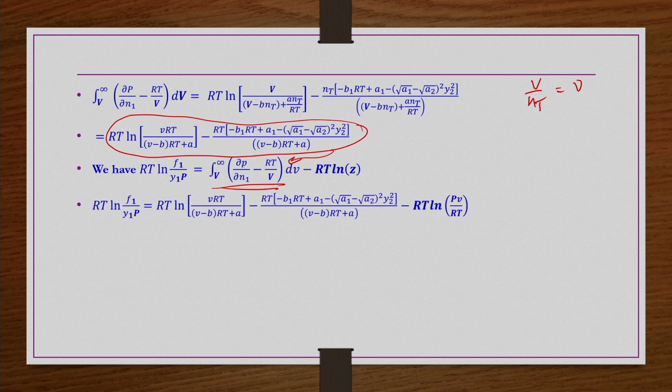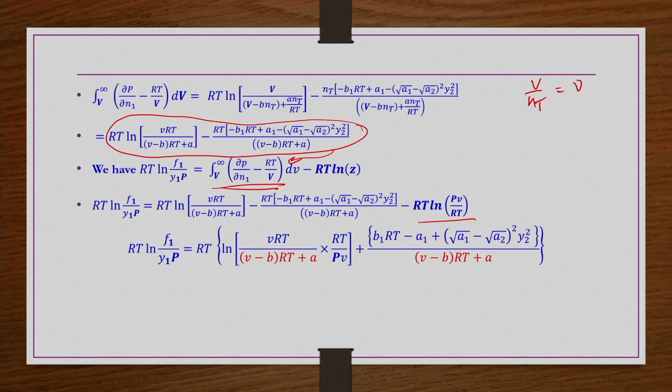Then we substitute, you will get this particular term, and then RT ln Z as it is; ln Z I am writing PV by RT. So, we will have this term. So, first ln term and then last ln term I combined as this term. Okay.